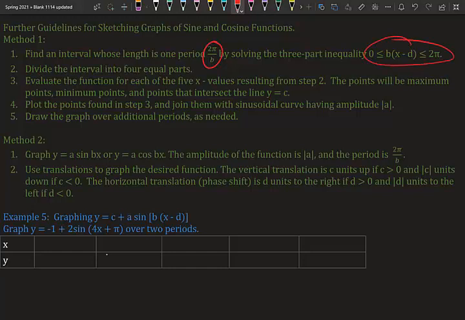Everything else is the same. Method 2, you want to graph the parent function of sine or cosine with the amplitude it gives you. So if it gave you 3, you would use 3 sine x. Then you use transformations to graph the desired function. The vertical translation is c units up if c is positive, and c units down if c is negative. The horizontal translation, also known as phase shift, is d units to the right if d is positive, and d units to the left if d is negative.